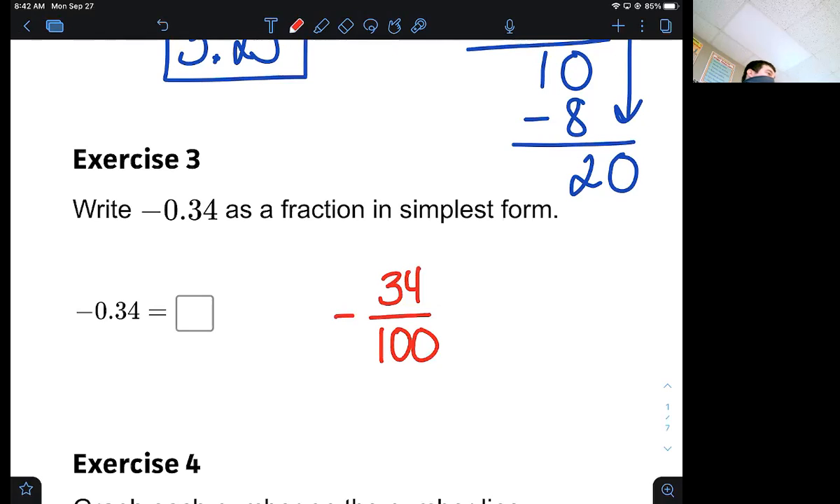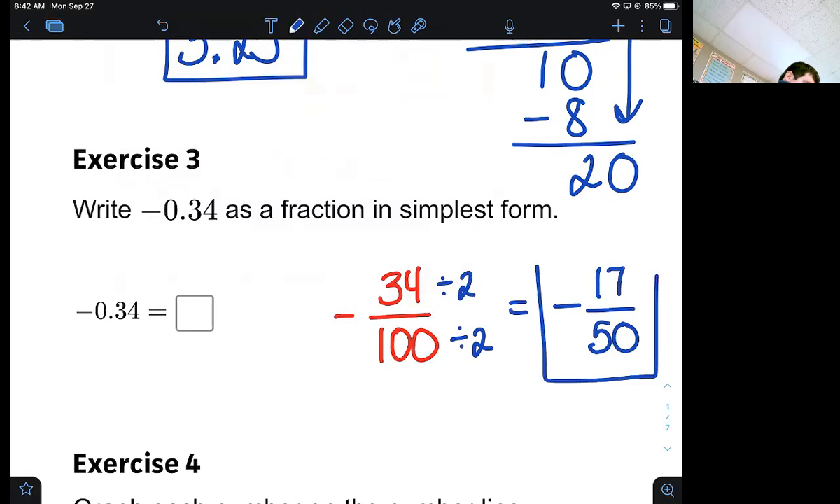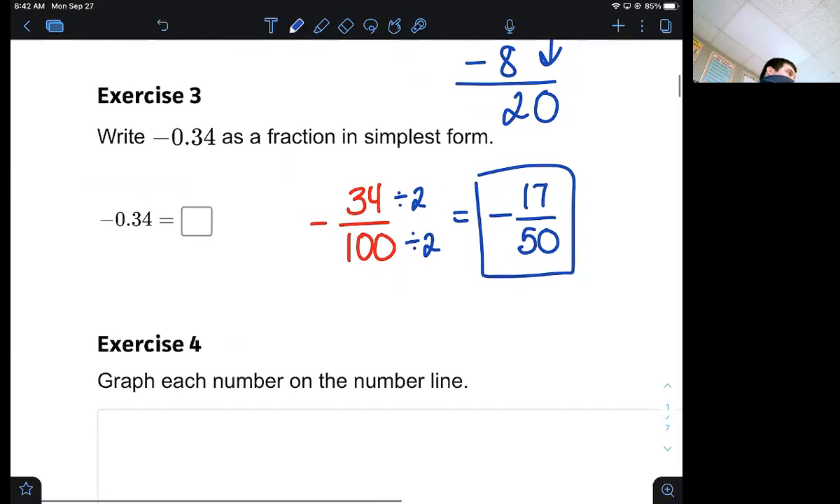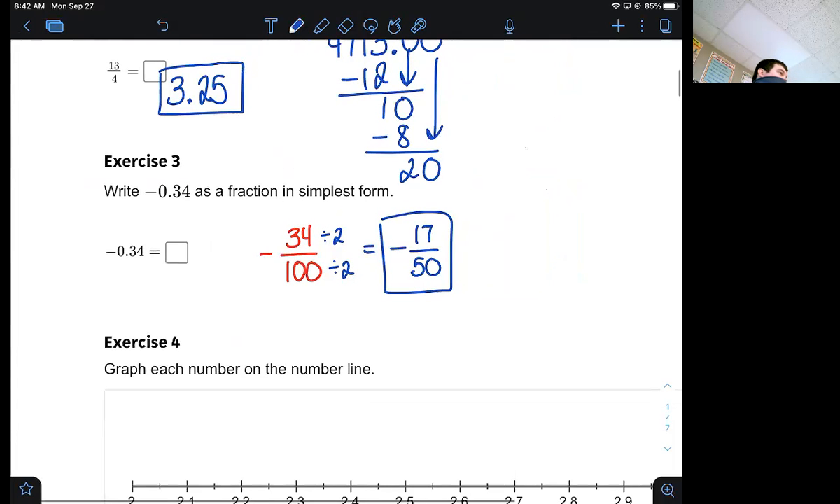Can you think of a number that goes into 34 that also goes into 100? Ella? 2. Ella, how many times does 2 go into 34? That's right. And how many times does 2 go into 100? So we're going to reduce this down to -17/50. We know 2 goes in because they're both even. That's a good starting spot. That doesn't mean that if they're odd, it doesn't reduce. It just means 2 won't go in. 2 always goes into even numbers. How are we doing so far?